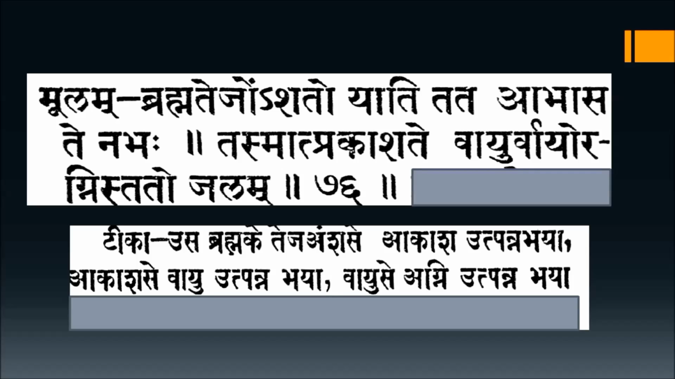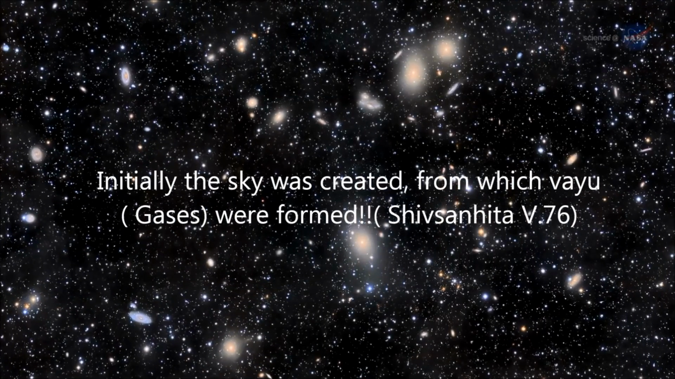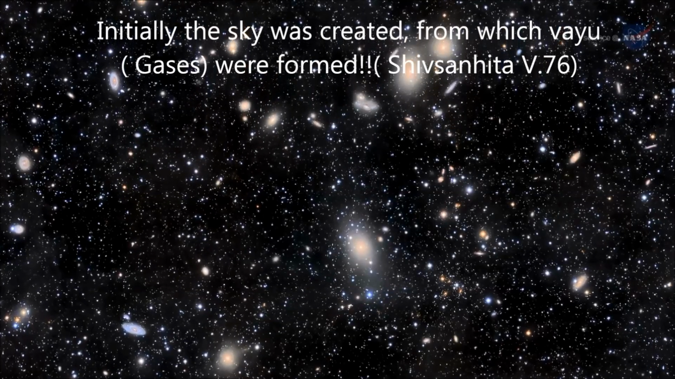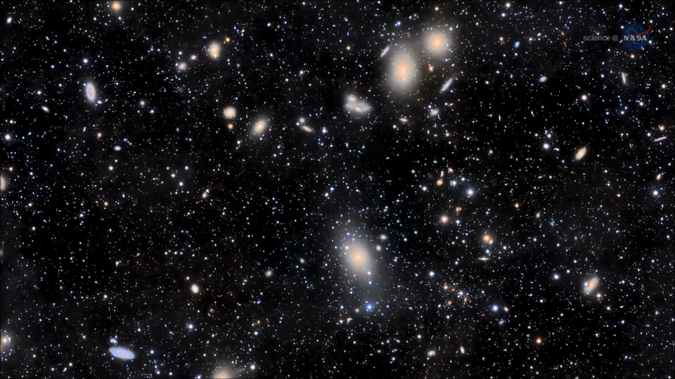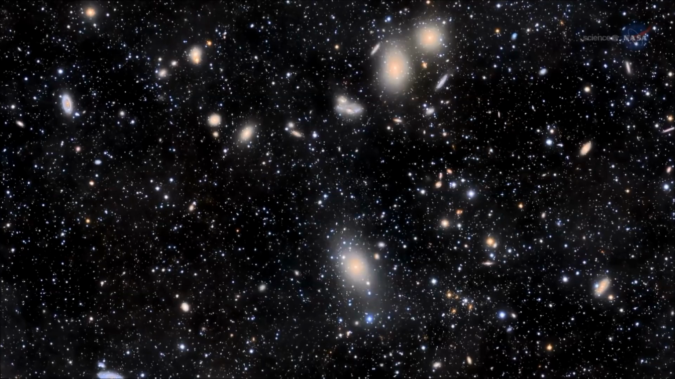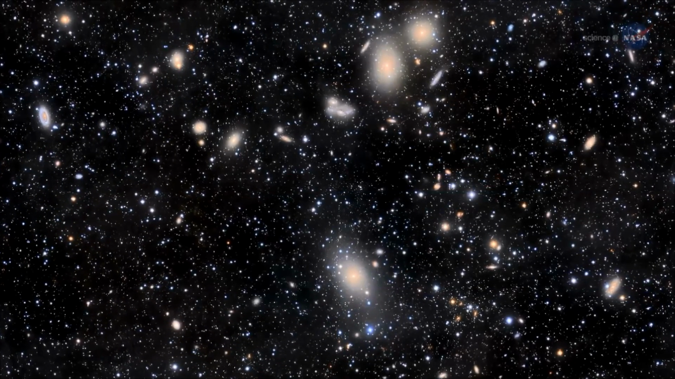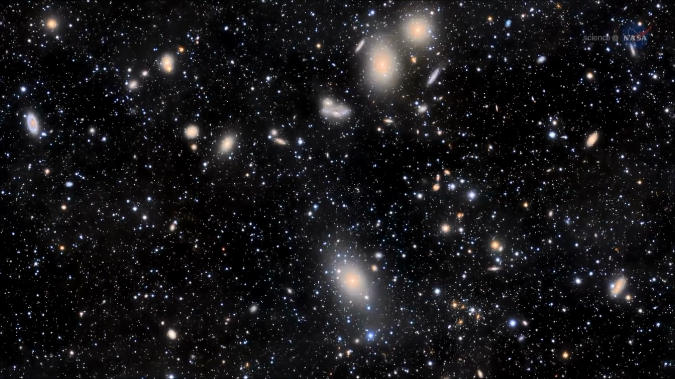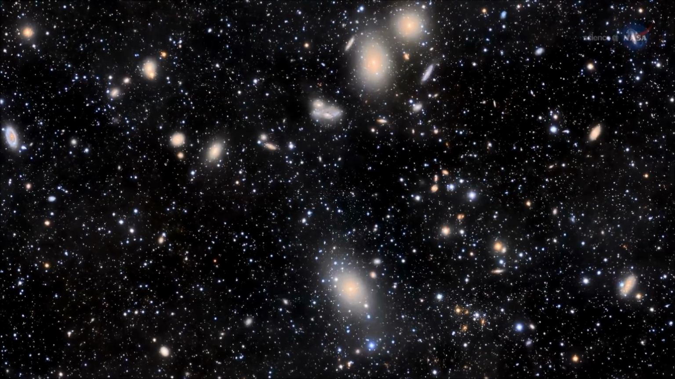Brahmate shato yati tata abhasate navah tasmat prakashate vayu ragnistato. It says, initially from the god's part, sky was developed. From there, gases or vayu was developed. And from gases, Agni was developed. The sequence of generation of 5 different elements is quite astonishing.